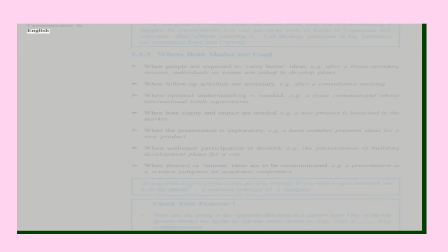Verbal and nonverbal communication. Some concepts for communication in English. When people are expected to carry home ideas, for example, for a brainstorming session, individuals or teams are asked to develop plans. When follow-up activities are necessary, for example, for a consultative meeting.